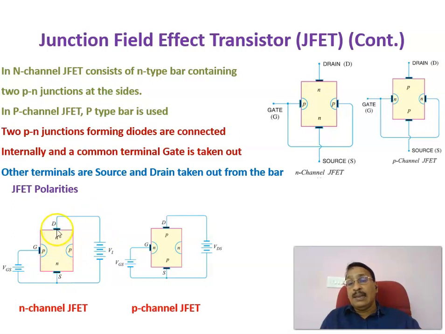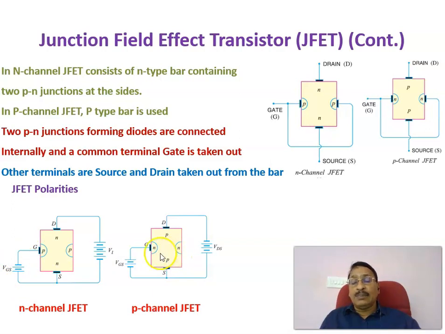Therefore, the electrons will be moving through the channel. And the gate is always reverse biased. It's a p-type material, and this junction is always reverse biased. Here, if it is an n channel JFET, you apply a negative voltage, because the gate is p-type material and the bar is n-type. Therefore, you are applying a reverse biasing voltage. The gate to source voltage will become negative.